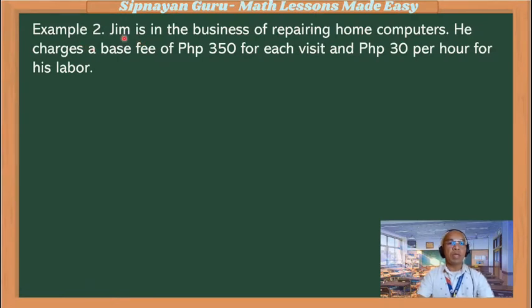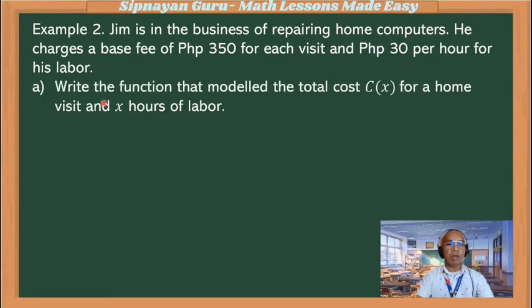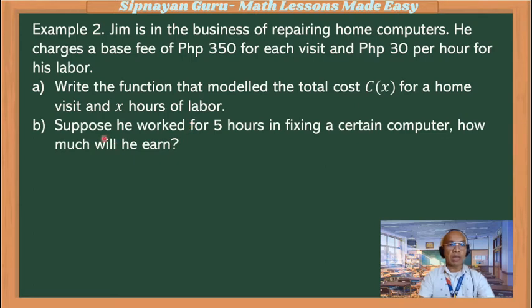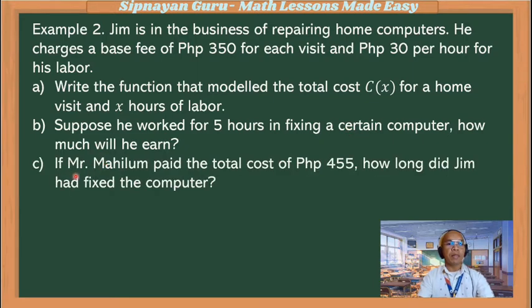Example number 2. Jim is in the business of repairing home computers. He charges the base fee of 350 pesos for each visit and 30 pesos per hour for his labor. First question, write the function that model the total cost C of x for the home visit and x hours of labor. Second, suppose he worked for 5 hours in fixing a certain computer. How much will he earn? Thirdly, if Mr. Mahilom paid the total cost of 455 pesos, how long did Jim fix the computer?